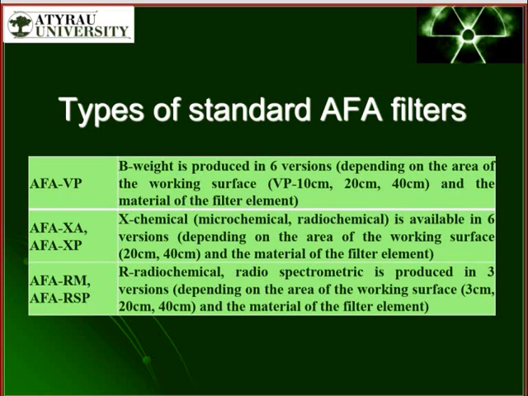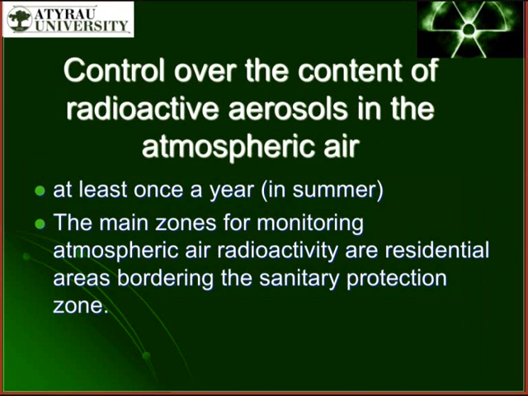AFA filters are available in several sizes. The number 3, 10, 20, or 40 in the name of the filter means the area of the filtering surface of the filter in square centimeters. The types of filters are shown in the table. It is recommended to monitor the content of radioactive aerosols in atmospheric air at least once a year in summer.